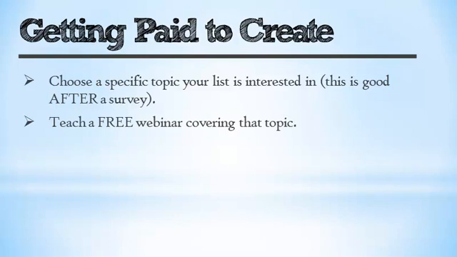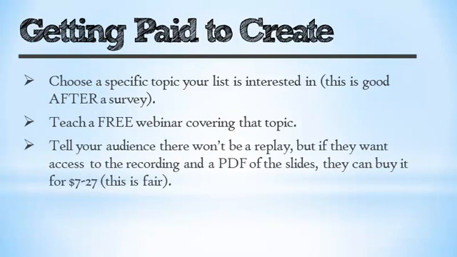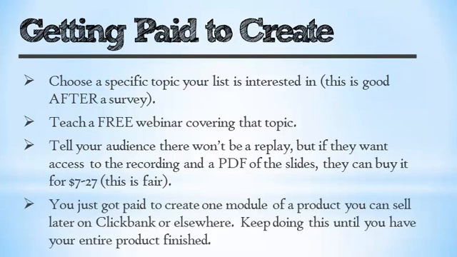You teach a free webinar covering that topic. And then you tell your audience, hey guys, look, there's not going to be a replay. But if you want access to the recording of the webinar and a PDF of the slides, they can buy it from you for anywhere from $7 to $27. Now, what you did there is you just got paid to create one module of a product that you can sell later on ClickBank or somewhere else. And just keep doing that until you have your entire product finished. Okay, does that make sense?